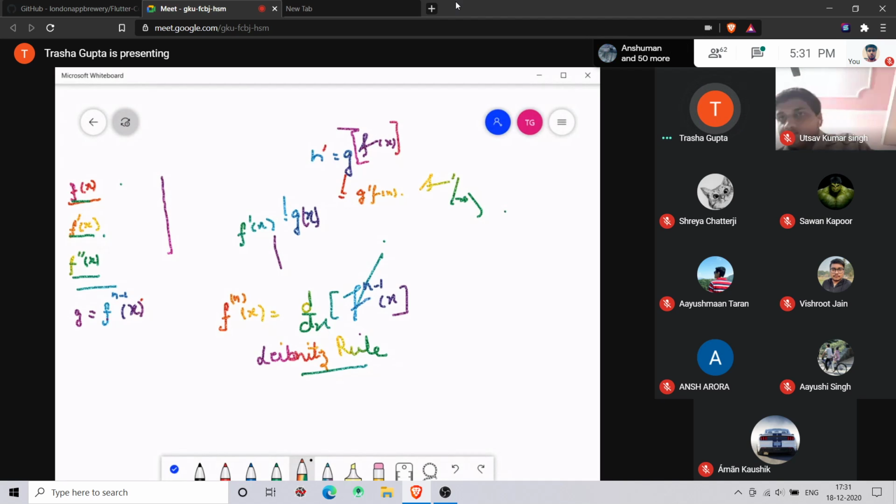So the Leibniz rule is about the nth derivative of the product of two functions. How are you going to write it? If you have two functions f and g, you take the product of the functions and then you define the nth order derivative of this. How will you express this? The Leibniz rule is about this definition.